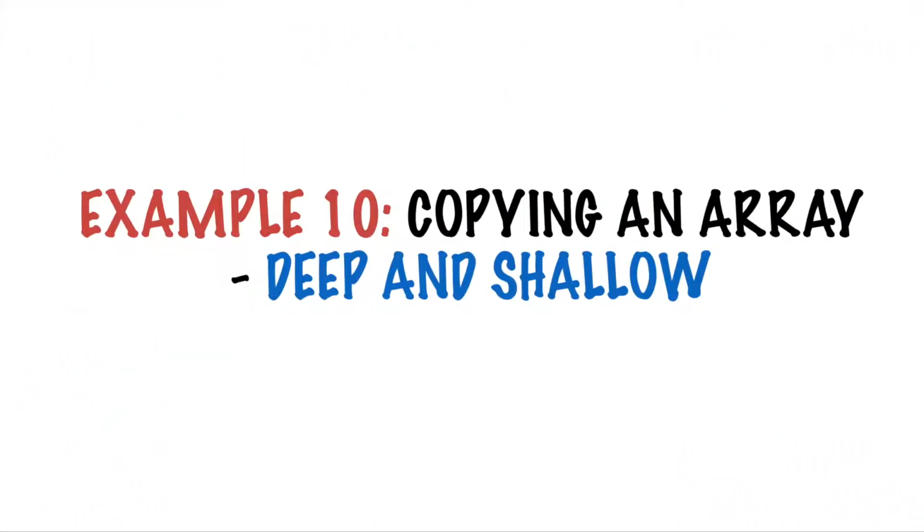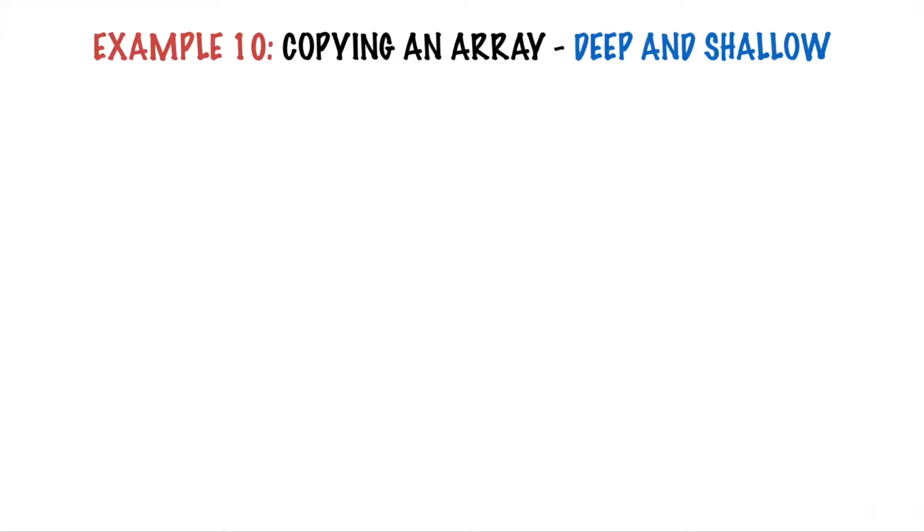In the next example, that is example number 10 in the JavaScript section, we'll talk about copying an array. There are two ways to copy an array. One is called a deep copy and another is called a shallow copy. These behave a little bit differently and it can trick you up. So please pay close attention.